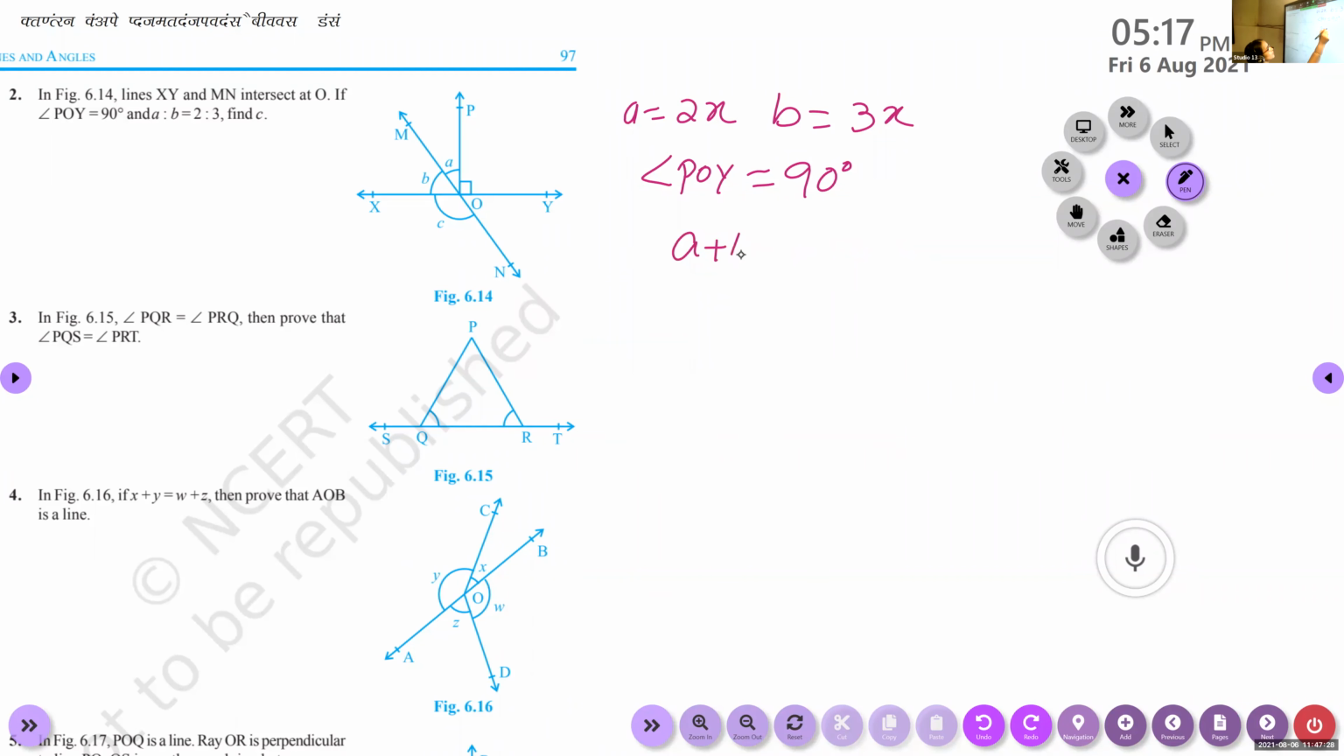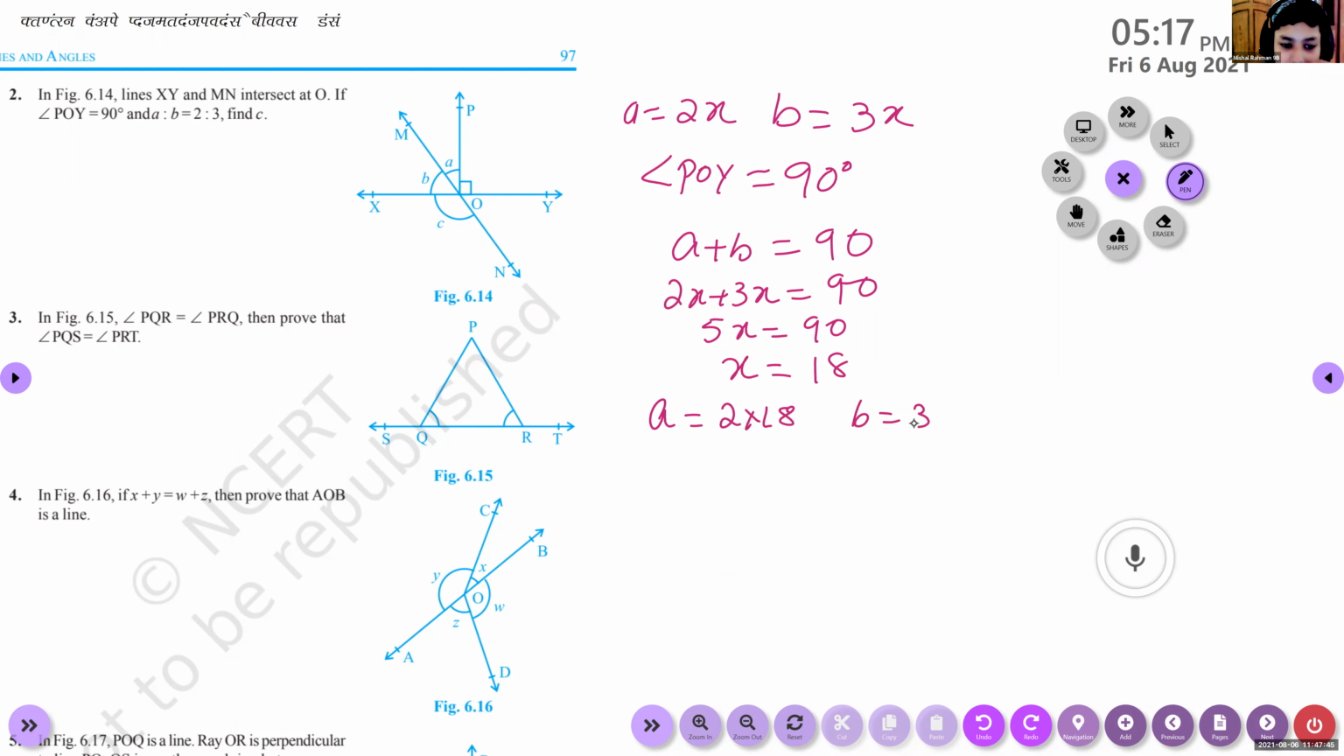You can write A plus B is 90. A is 2x plus 3x equal to 90. So 5x equal to 90, x is equal to 18. X equal to 18, which means A equals 2 into 18 and B equals 3 into 18, that is 36 and 54. Yes, A equals 36, B equals 54 degrees.